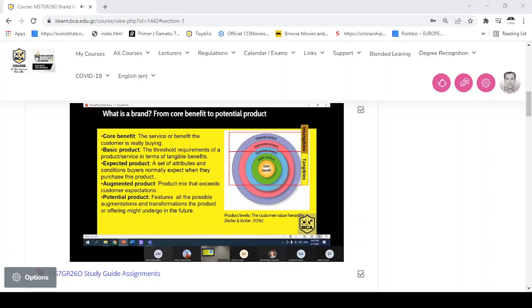And finally, the potential product is more far out than the augmented product. It includes all the possible augmentations and transformations that a product might undergo in the future. This is, let's say, the very expanded notion of diversification, where a brand moves far away from its core positioning territory, which might be, let's say, cleaning products, and decides to produce something very weird, at least as regards its point of departure. It might be clothing or something that sounds equally dissonant. So this is the potential product.